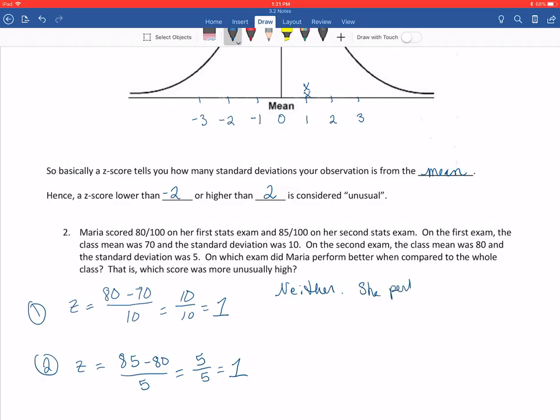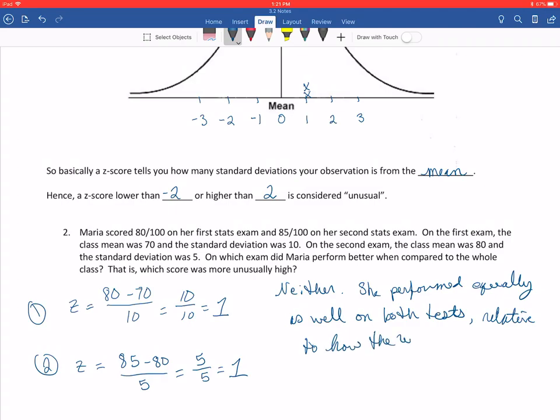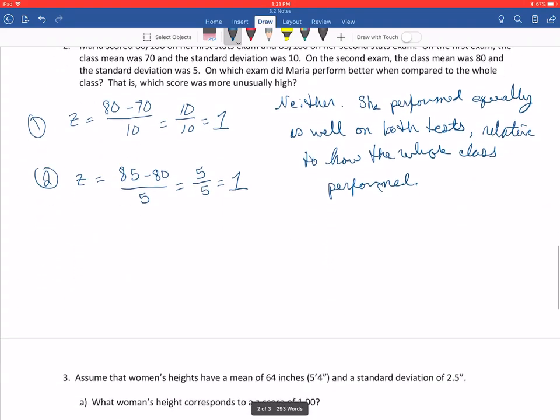So I would say something like neither. She actually performed equally as well on both tests relative to how the whole class performed. So the whole class did better on the second test, and their scores were less spread out. So the fact that she did a little bit better on it as well doesn't really show a difference in her personal performance.